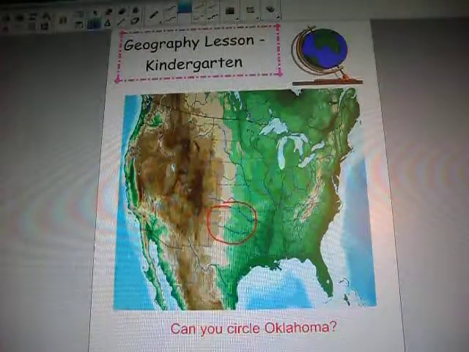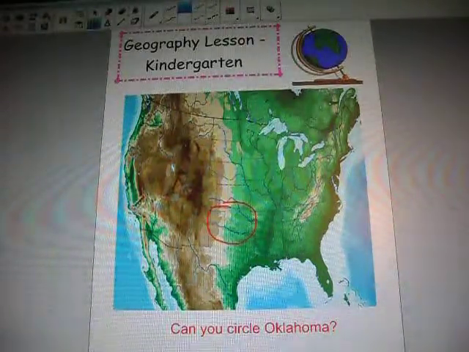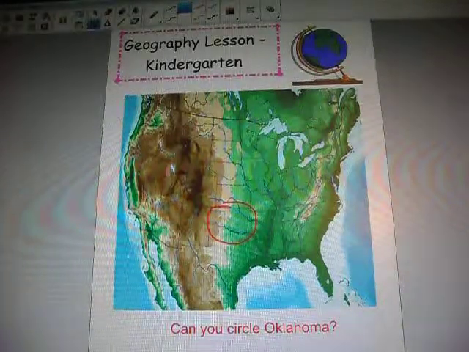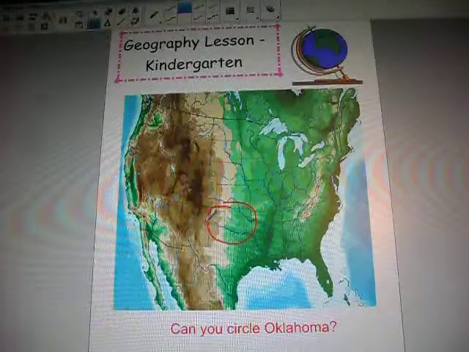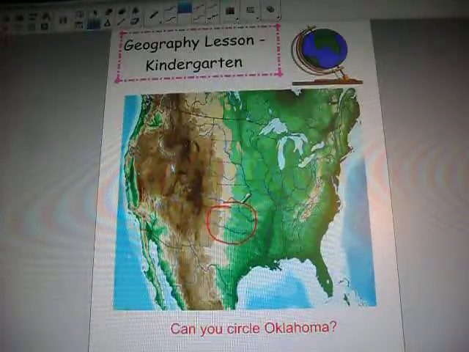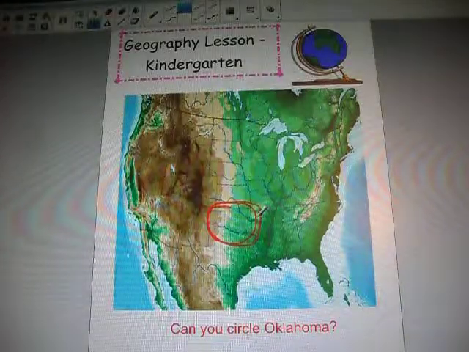This is my geography lesson for kindergarten. It is the first lesson that we're going to be doing on learning about our states. For the first part of the lesson, I'm just going to ask the kids to go up and see if they know where Oklahoma is, and I'll have them circle it. So put a circle around Oklahoma if they know it.